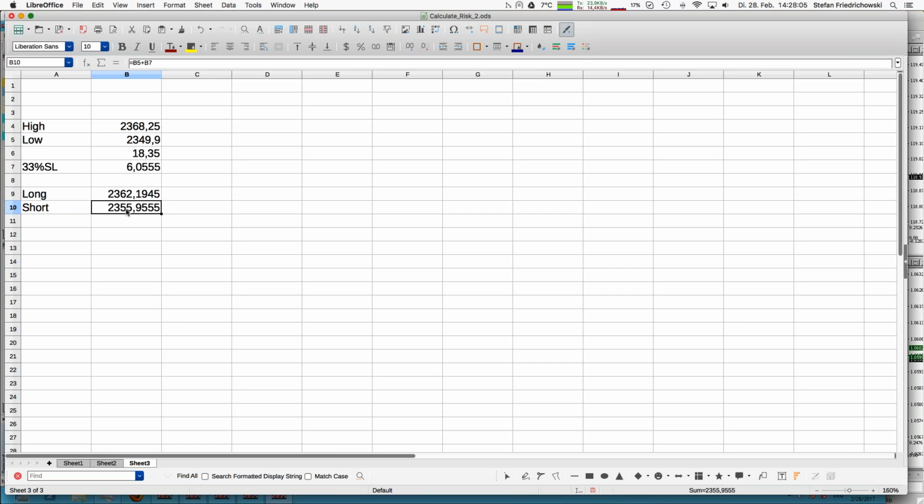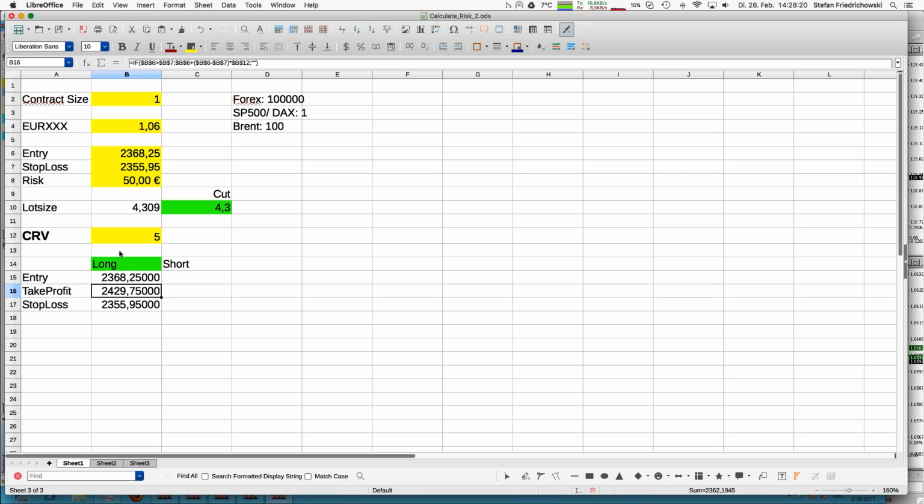So the stop loss was... I wrote down the wrong number, so it's 2362.19. So that is the right stop loss, and with that stop loss we have a different lot size. So now let's calculate the stop loss right and the lot size right.